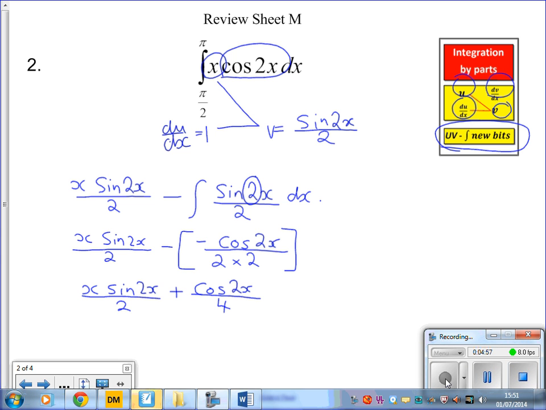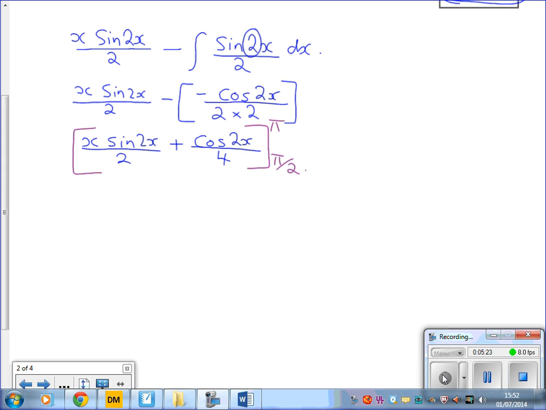And as before, I didn't put my limits in straight away. It would be best to use them straight away. I just didn't want the page to become too confusing. So my limits here are pi and pi over 2. Substituting in the pi first, then I'll have pi sine 2 pi all over 2 plus cos 2 pi over 4.